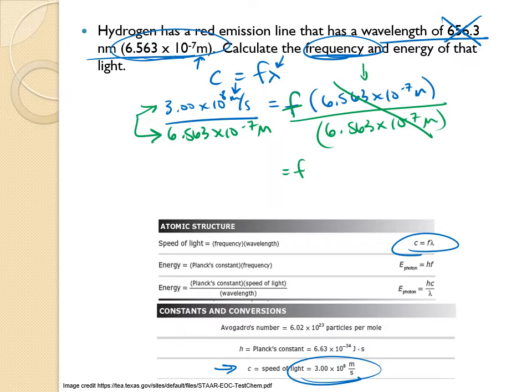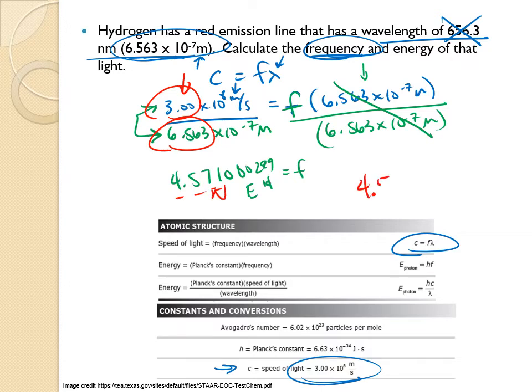All right, so 3 times 10 to the 8th power divided by 6.563 times 10 to the negative 7 power is going to give us a frequency of 4.57108029 E14. What does that even mean, and how many sig figs should I keep? All right, so sig figs, I have 3, I have 4. We get to keep 3 because 3 is fewer. So 1, 2, 3, that 1 doesn't do anything to that 7. 4.57 times 10 to the 14th.